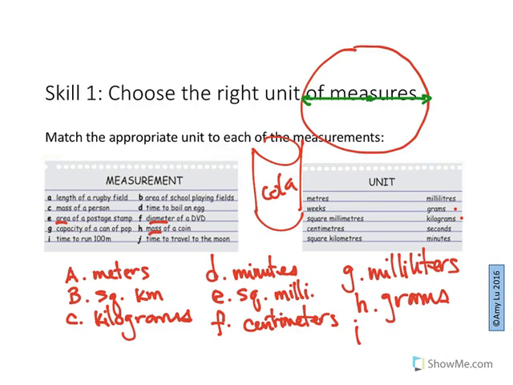And then time to run 100 meters. You're not running very far. It's going to be very fast. So in this case, you would use seconds. And then last, J, time to travel to the moon. Well, it won't take seconds, nor will it take minutes. However, it could take weeks, or even longer, really realistically.